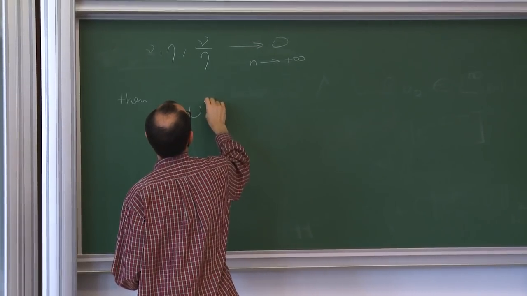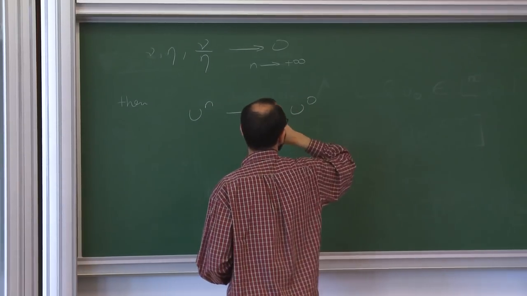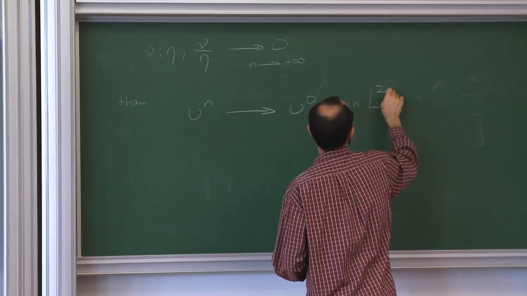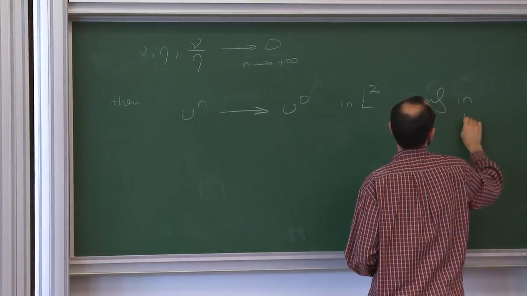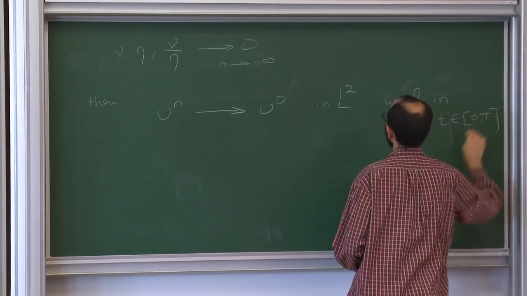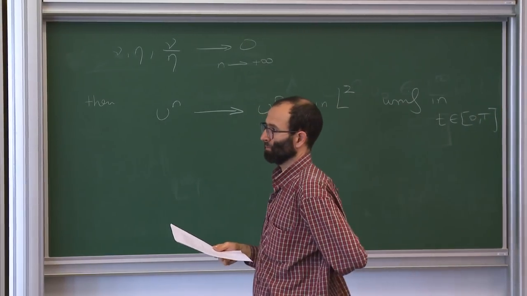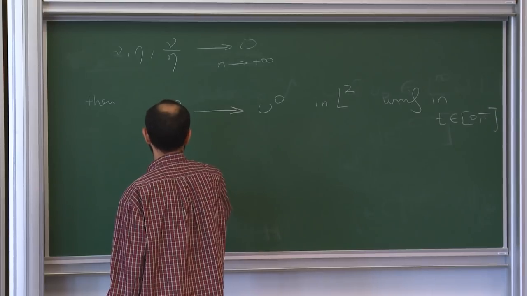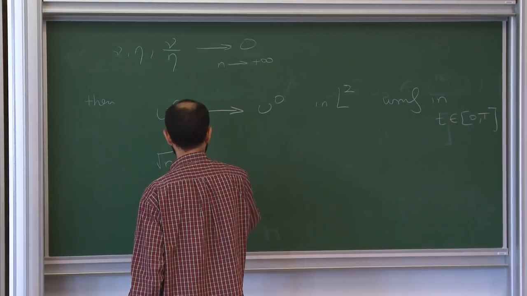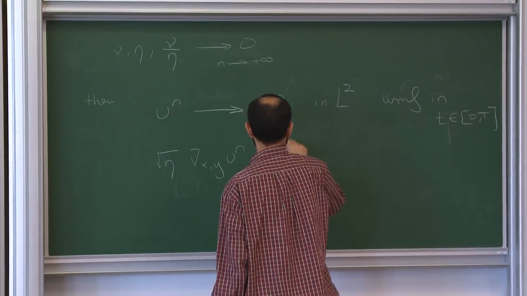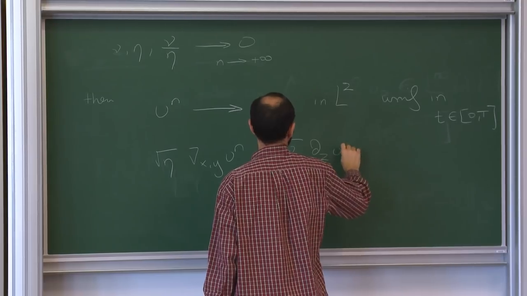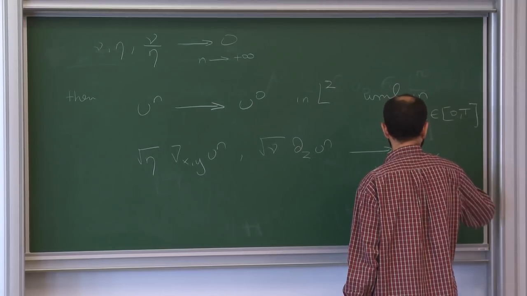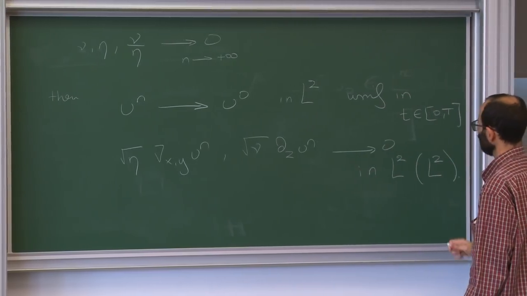Then u n goes to u 0 in L2 uniformly in T. Okay. Right? And also the conclusion that we have from the fact that square root of eta times the grad xy of u n, square root of, goes to zero in L2 L2. Okay.